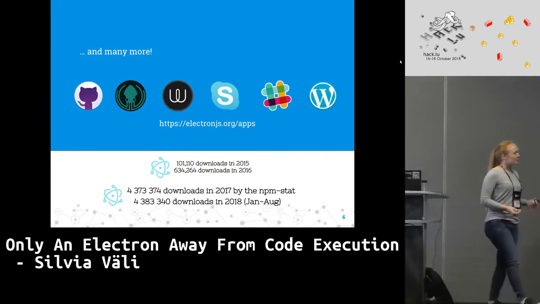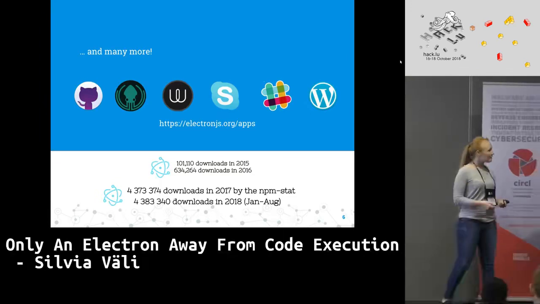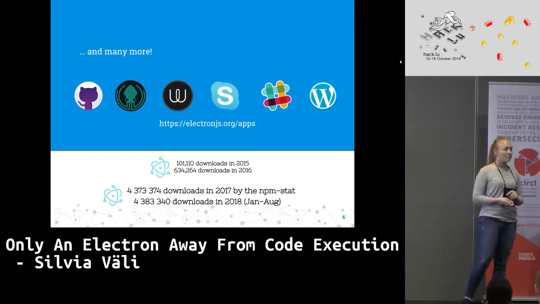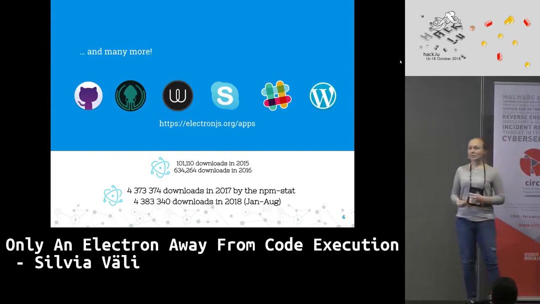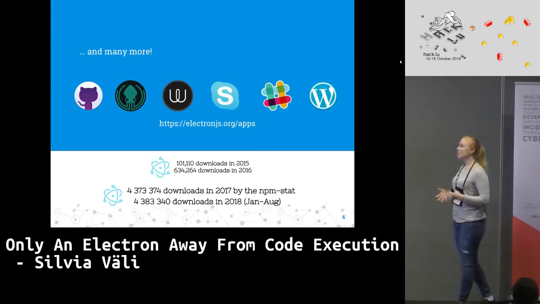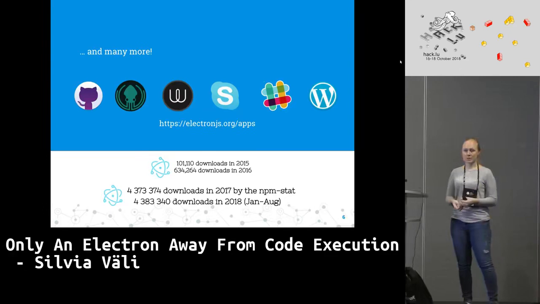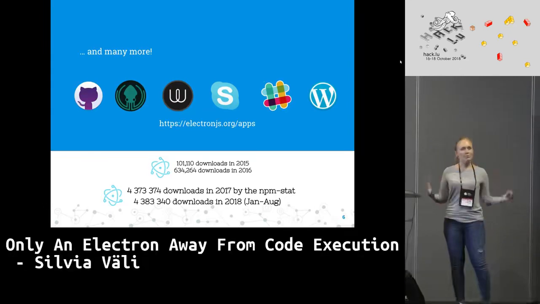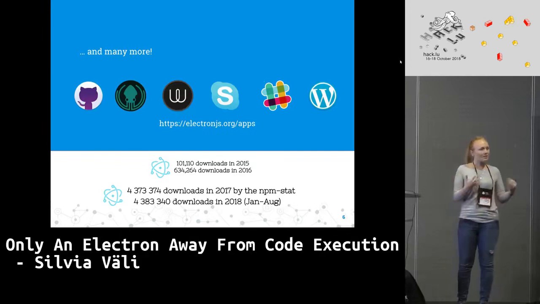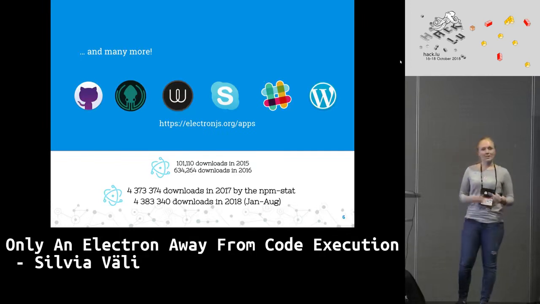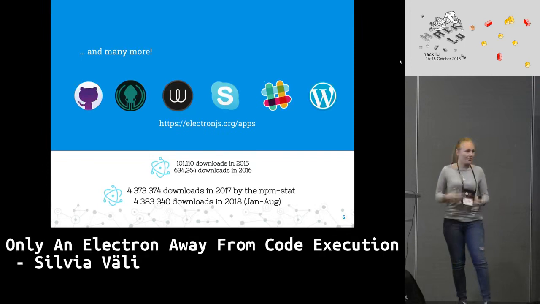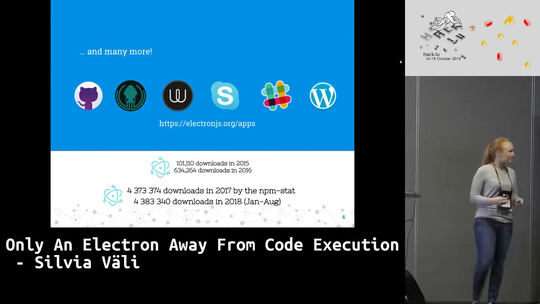If you look at the numbers, in 2015 Electron had a bit over 100,000 downloads. By 2018, it had reached over 4.3 million downloads. So the user base has grown a lot. People are really interested in using the framework, as it's actually super easy if you really dig into it.